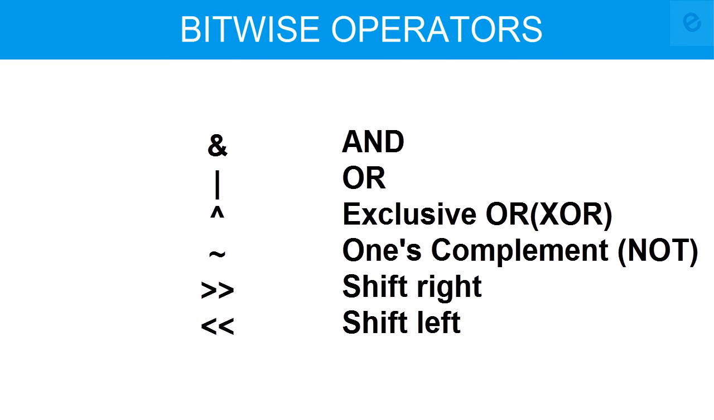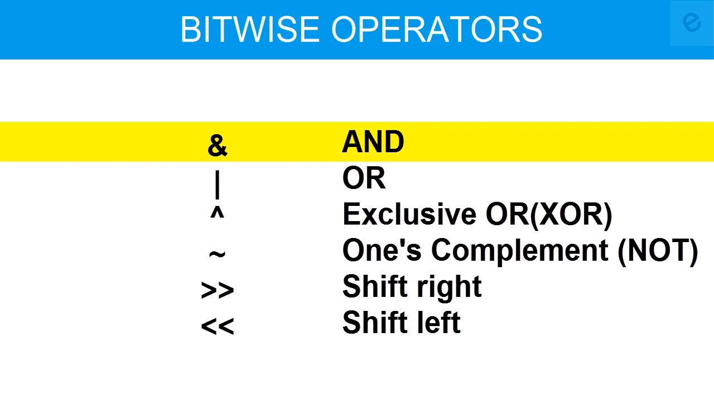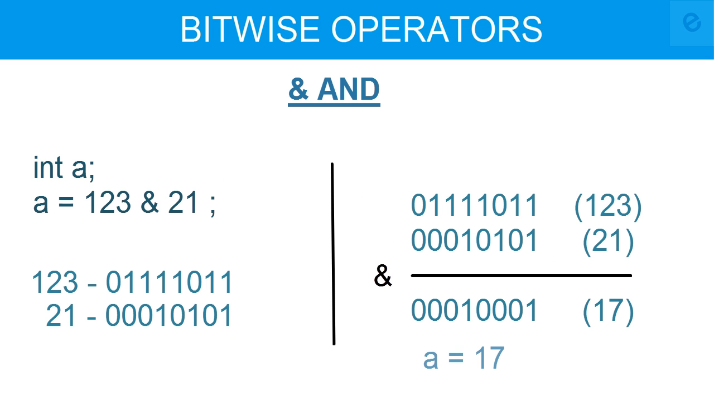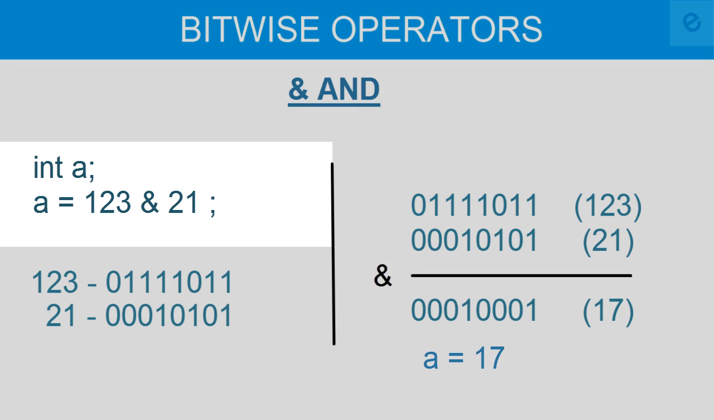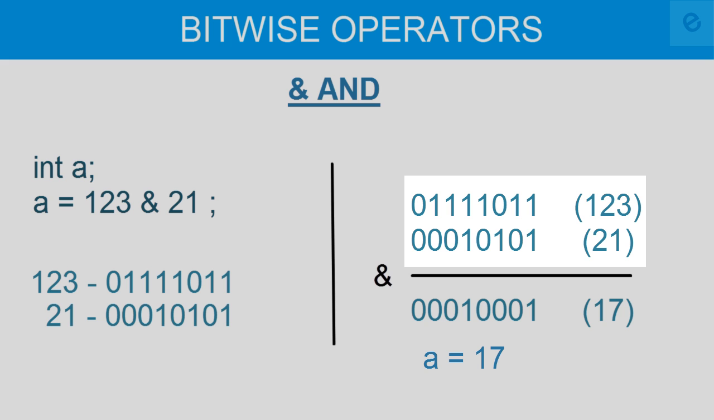On this screen you can see a list of bitwise operators. Let us first talk about the AND operator. Here A has been assigned the value of 123 bitwise AND 21. So how are we going to find the value being assigned to A? On the right side of the screen you can see that 123 and 21 have been written in binary.